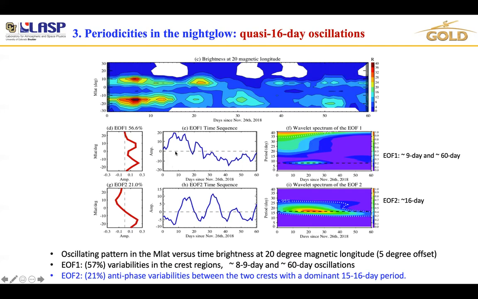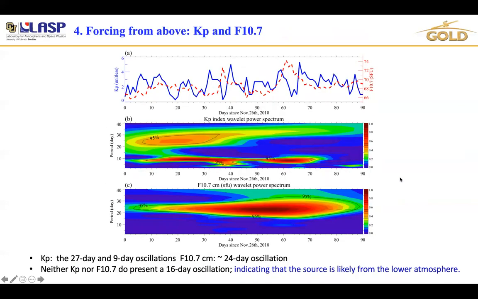Now we come to the time sequence of EOF1 and EOF2 along with their wavelet spectrum. Very quickly, a prevalent 9-day oscillation is confirmed from the wavelet spectrum, while in EOF2, a prominent 16-day oscillation is revealed by the wavelet spectrum. If we look back at the EOF2 time sequence, we see there are three or four peaks and troughs over this period. The 16-day oscillation is of particular interest to us because the period is very close to a period of the Rossby waves. Since we are talking about the variability in the ionosphere, it could be driven by either forcing from above or forcing from below.